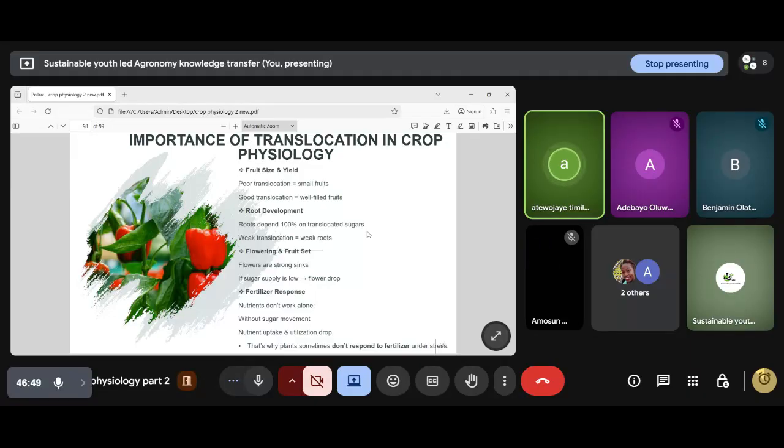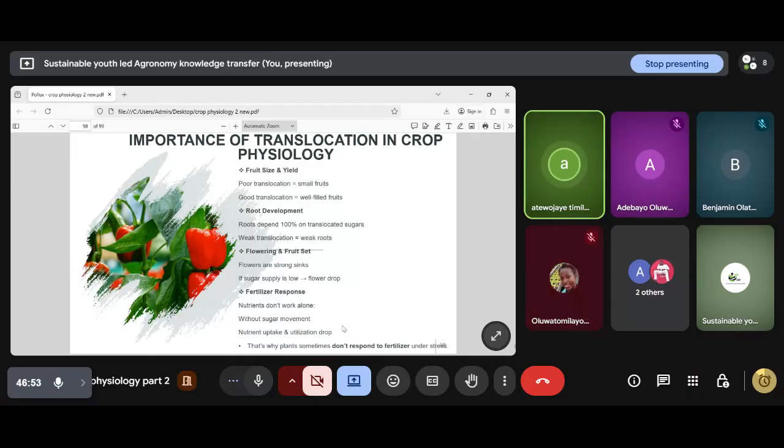So the root depends on the transmission of sugar, which translocation provides to the roots, flowers and fruit sets. You can see the importance of translocation in plants. Fertilizer response: nutrients don't work alone without sugar movement. So let's move on, please.